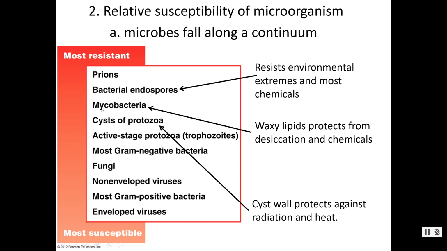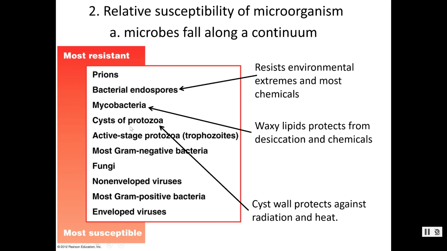Now, mycobacteria are just below that. These are bacteria that have an outer membrane with a lot of extra waxy lipids. They're hard to get rid of. Tuberculosis is in this category. It makes it very difficult to get rid of.